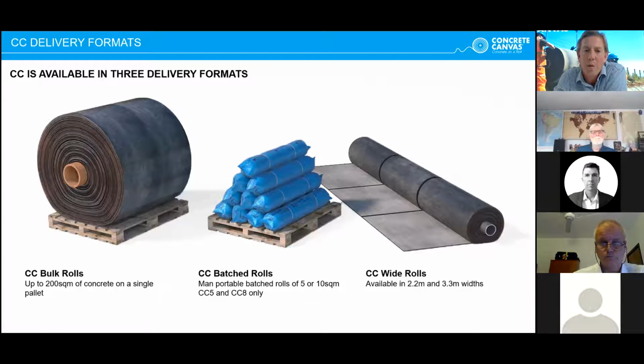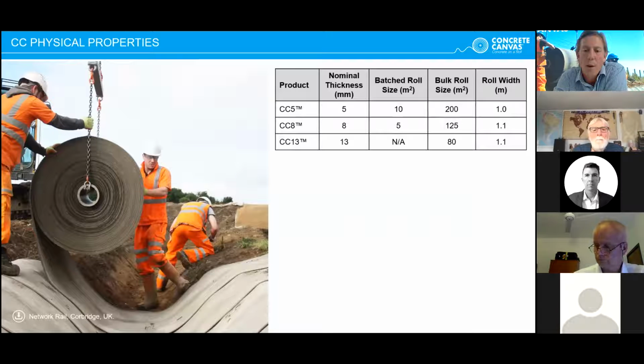And then more recently, we've been manufacturing it in what we call wide rolls, which are typically 2 or 3 times the standard roll width. So that's a 2 or 3 meter roll width. So those are the formats.